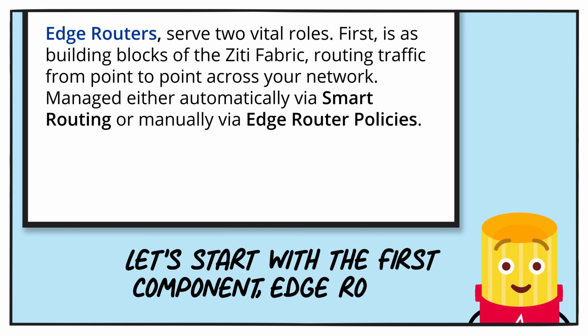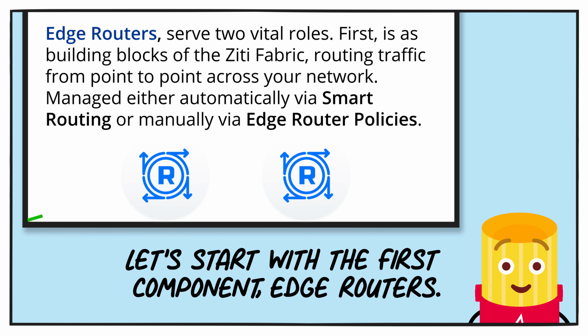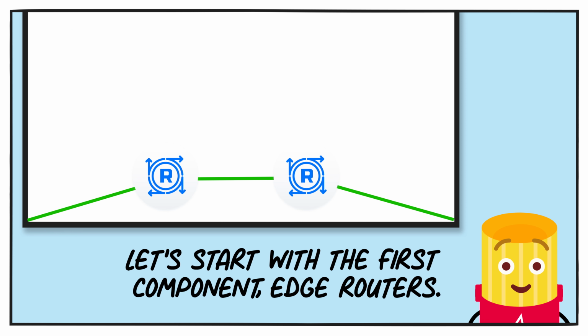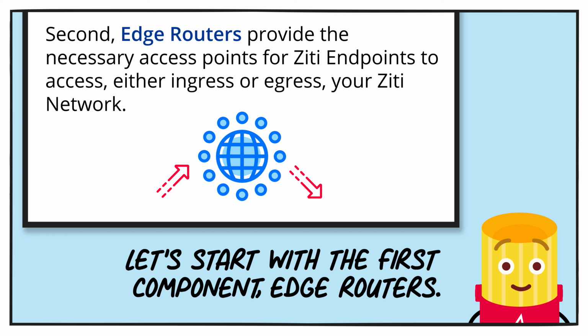Let's start with the first component, edge routers, which serve two vital roles. First, as building blocks of the Ziti fabric, they route traffic from point to point across your Ziti network. Routers get your data to and from your application components. Second, routers can also act as access points for your application. This is where they get the edge in their name. Later, we'll learn how you can control which edge routers an endpoint can use and how you can influence routing.